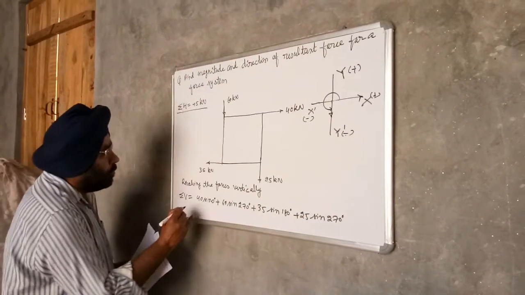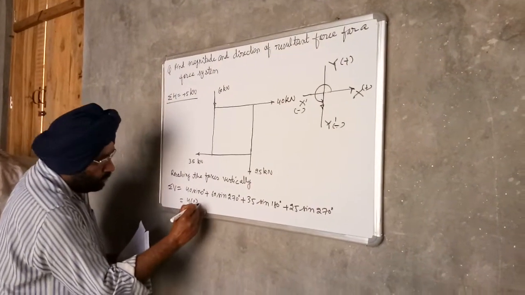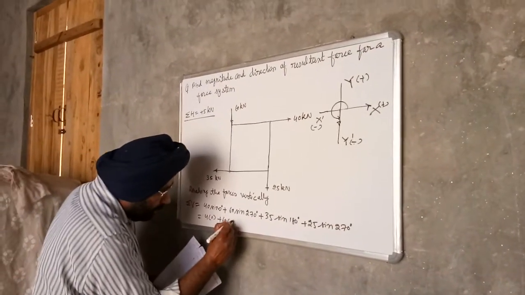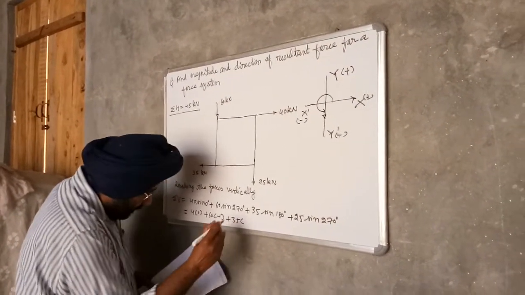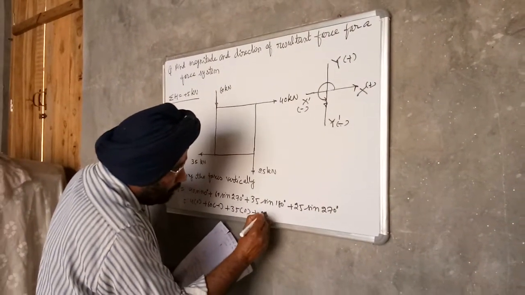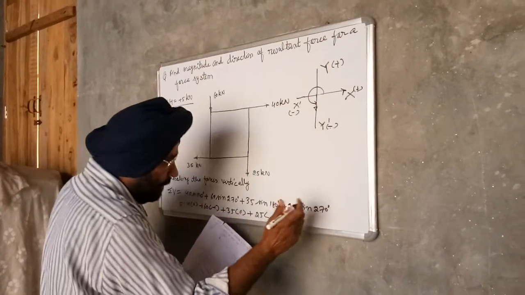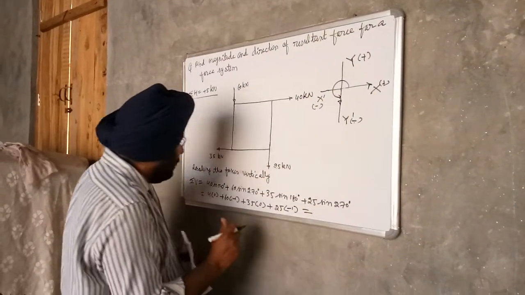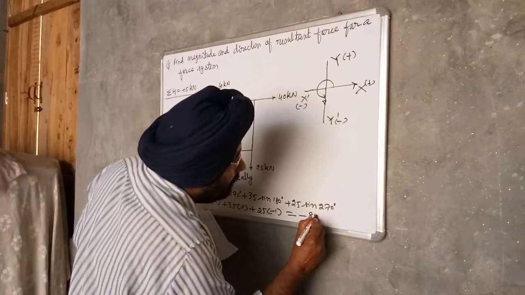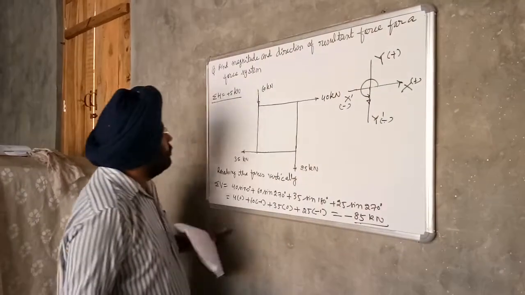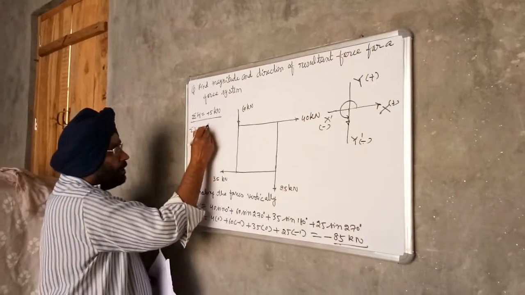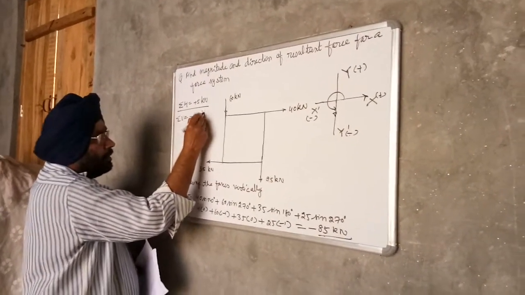270 degree. So 40 sine 0 is equal to 0, plus 60 sine 270 degree, which is minus 1, plus 35 sine 180 degree, which is 0, plus 25 sine 270 degree, whose value is minus 1. So this is minus 60 plus minus 25. So this is minus 85 kilonewton. So sigma V, the sum of the vertical components of the forces, has a magnitude of minus 85 kilonewton.